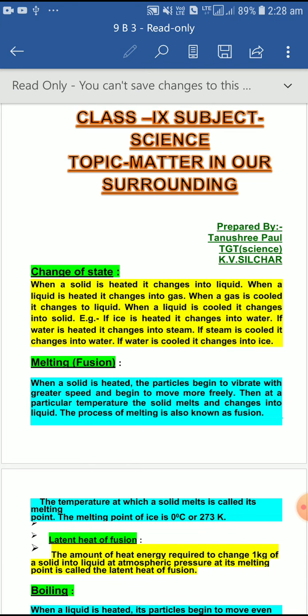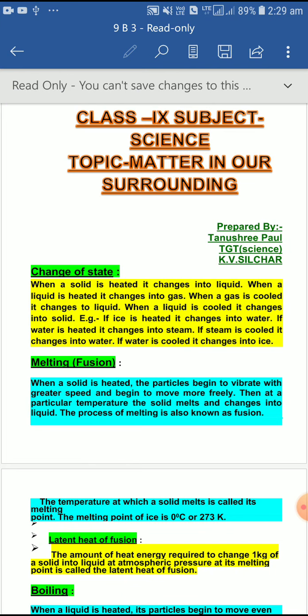Now, when a solid is heated, it changes into liquid. And when a liquid is heated, it changes into gas. When a gas is cooled, it again changes into liquid. And when liquid is cooled, it again changes into solid. See how many times? 6 times: from solid to liquid, liquid to gas, from gas to liquid, liquid to solid. But directly also, conversion from solid to gas is there, or you can say gas to solid also conversion is there.